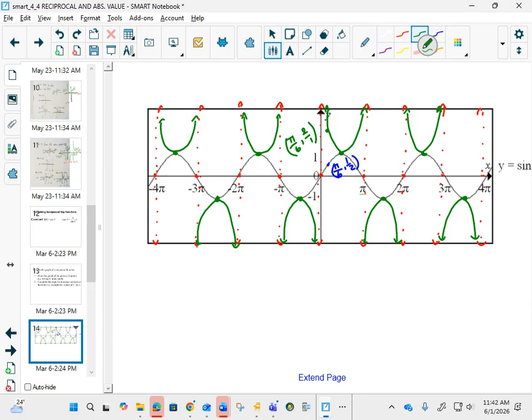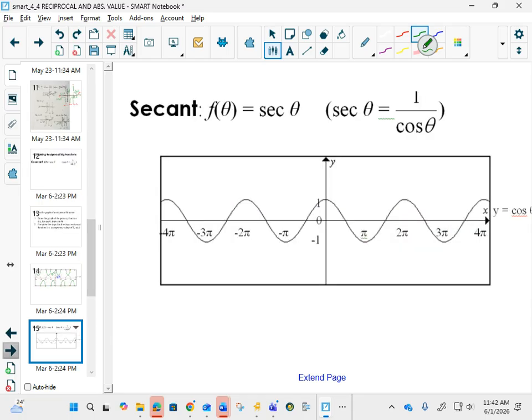All right, let's see how you did. Did you notice that the secant graph looks very similar, just like sine and cosine graphs are very similar? The secant and the cosecant graphs are very similar. We have a bunch of asymptotes. All of the minimums are invariant points. All of the maximums are invariant points.